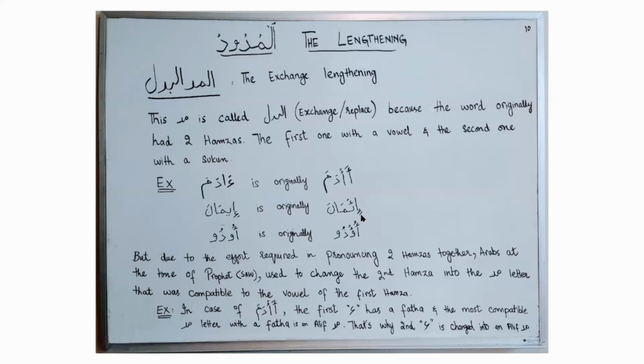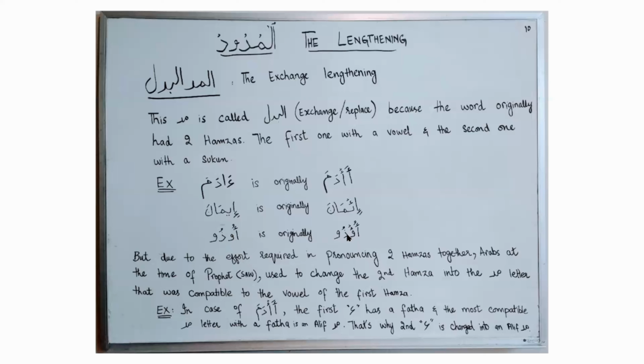So the mad letter which is compatible with kasra is ya mad. So that's why we recite this word like this: Imana. In the next example, we recite it like this: Udu. But originally the word is u'udu.